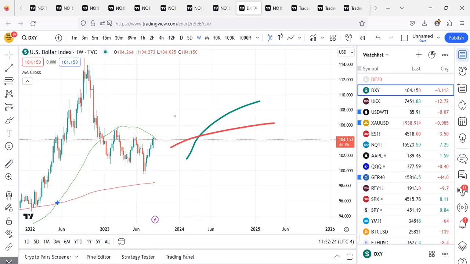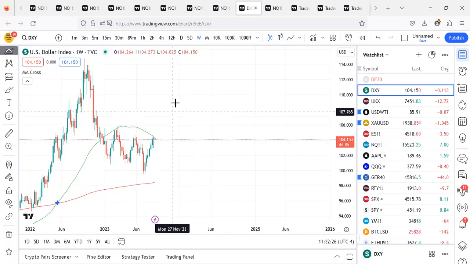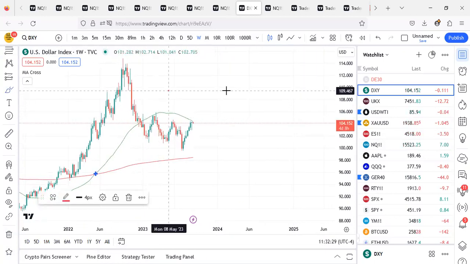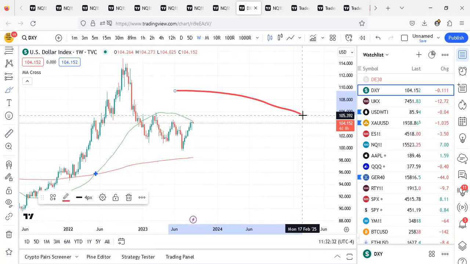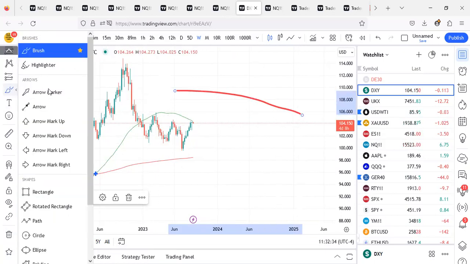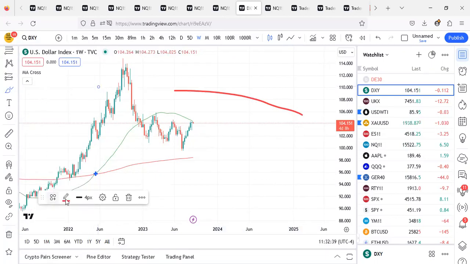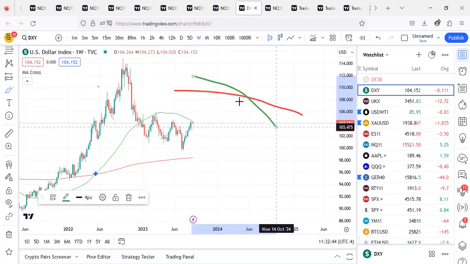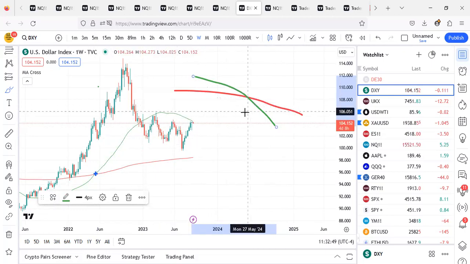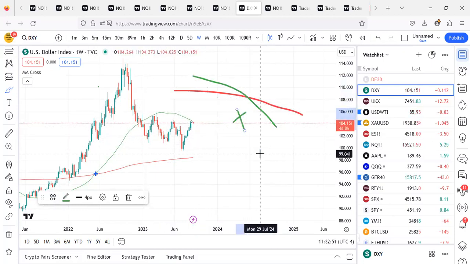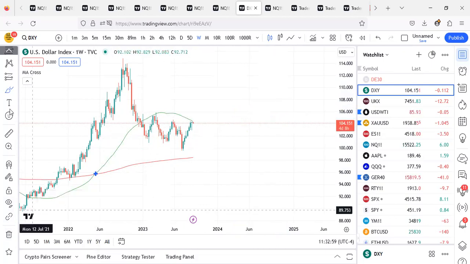The exact opposite of this is the death cross, where the 50 moving average crosses below the 200 moving average. This cross is often called the death cross. And when this happens, the price is generally supposed to continue to fall down.